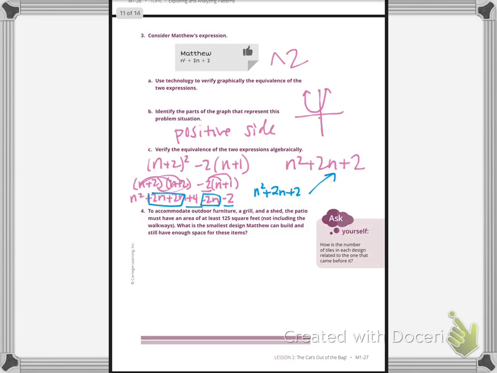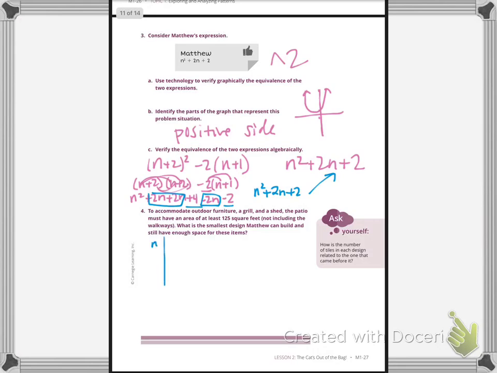Okay, so to accommodate outdoor furniture, a grill and a shed, the patio must have an area of at least 125 square feet, not including the walkways. What is the smallest design number you can build and still have enough space for these items? Okay, so the easiest equation to plug into is going to be, to keep the pattern going, Matthew's, because it's a lot less work.